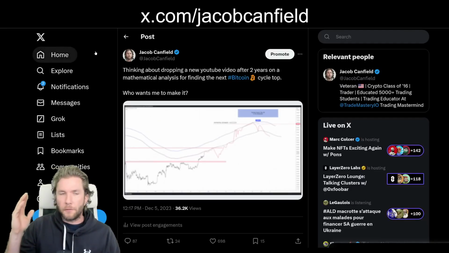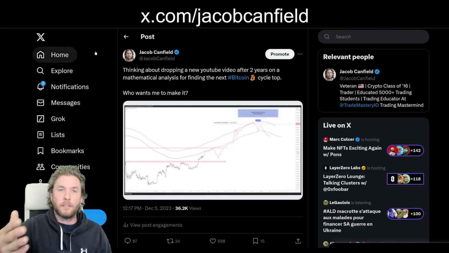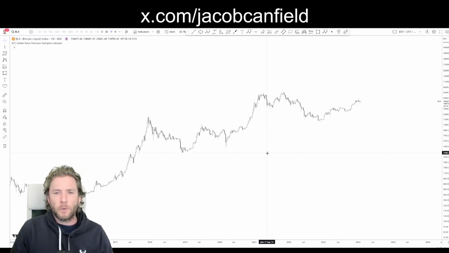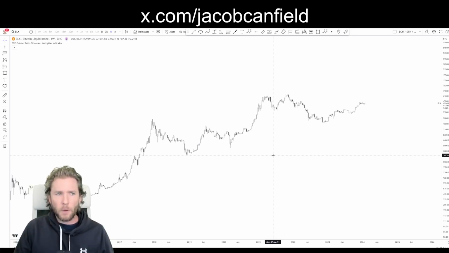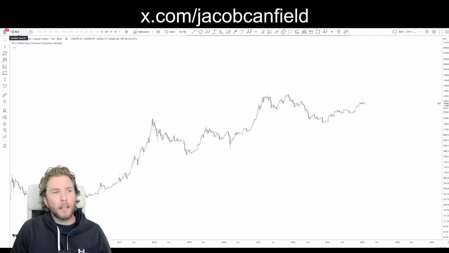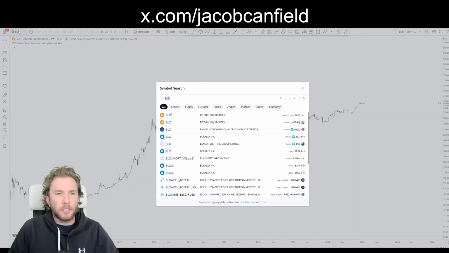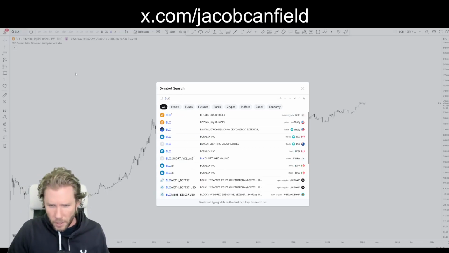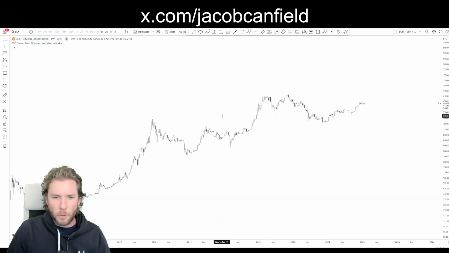So what we're going to do to figure this out, and you guys can do this for yourself so you can use this historically from here on out, is we're going to go to TradingView. And what I want you to do is type in the upper left-hand corner, BLX. And BLX is just the Bitcoin Liquid Index. See here, Bitcoin Liquid Index from Brave New Coin. So that's what we're going to be using.